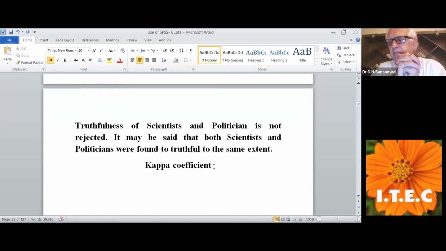Any question you want to ask before I say bye-bye to you? If there is an association, then the phi coefficient will be significant, and then you can find out in which case the number is more. Wherever it is more, you say they are more truthful, or if you have any other objective, it does not make a difference.